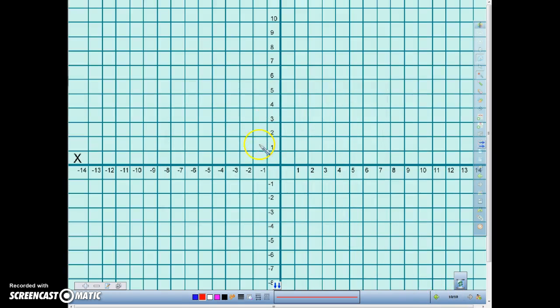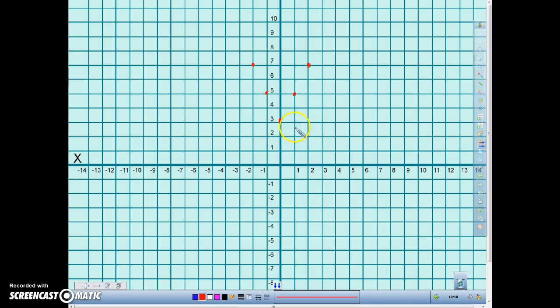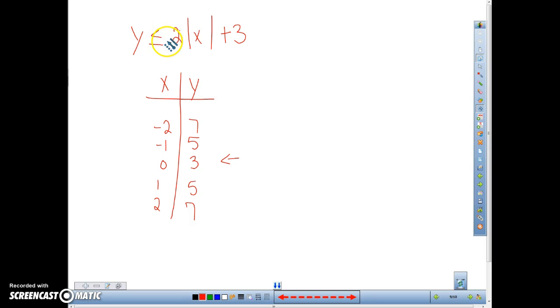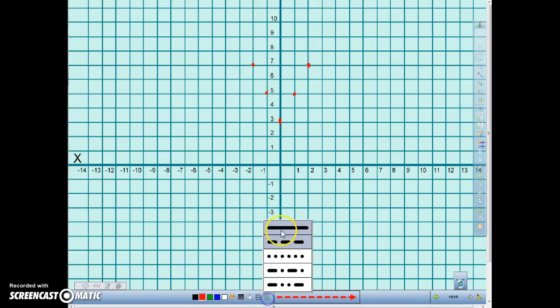So we had -2, 7. We had -1, 5, 0, 3, 1, 5, 2, 7. So if you notice, the +3 on the outside moved our graph up 3. The 2 on the outside made it steeper. Remember, it stretched it vertically there. And so go back to your line. This is a less than or equal to, so it's going to be a solid line. So make sure we change that.